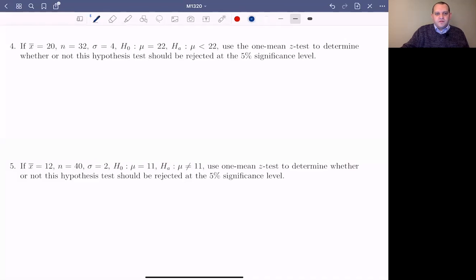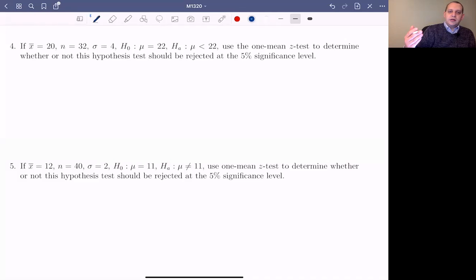All right, for example 4, instead of giving you the actual standardized value, I want to compute it, but otherwise it's the same as examples 1 through 3. Suppose that we have 32 samples. They have a mean of 20, and we're assuming that the population standard deviation is 4, and the mean is 22.